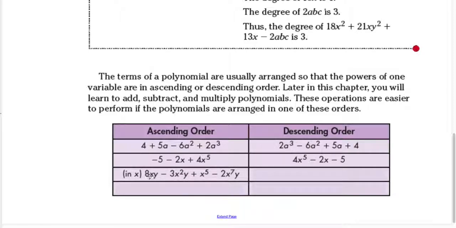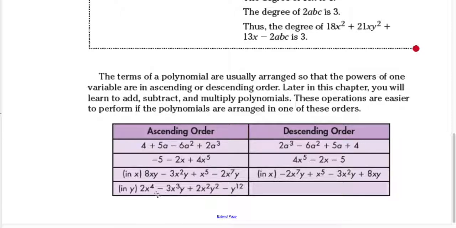Ascending order of another example in terms of x in this case. So in terms of x, we're just looking at the variable x. It would be 8xy, 3x squared y, x to the fifth, and negative 2x to the seventh y. Okay, so 8xy minus 3x squared y plus x to the fifth minus 2x to the seventh y, because we're looking only at the exponents of the variable x. And if we do that in descending order, we start with negative 2x to the seventh y plus x to the fifth minus 3x squared y plus 8xy.